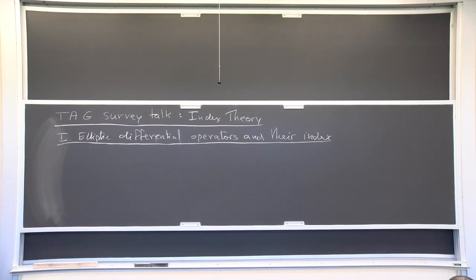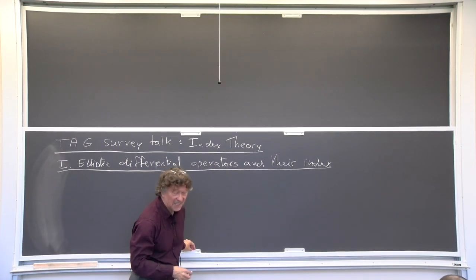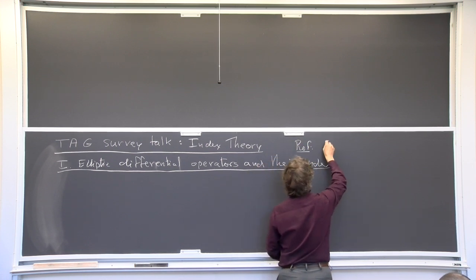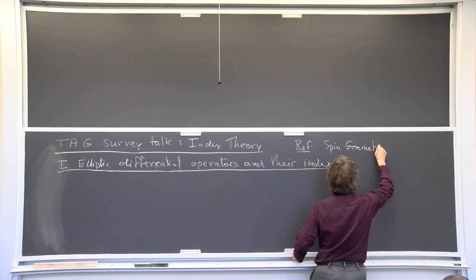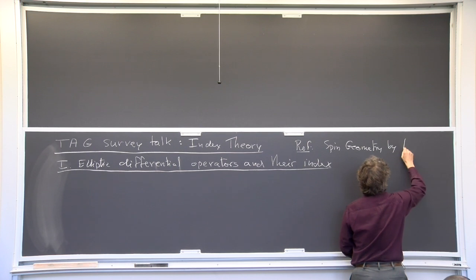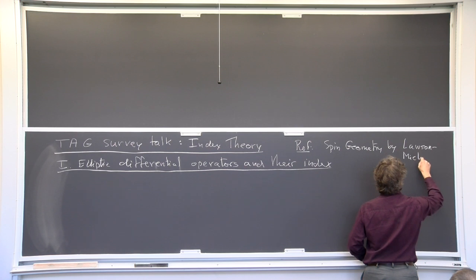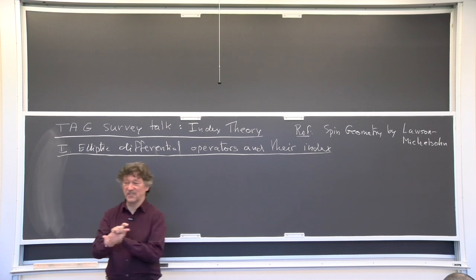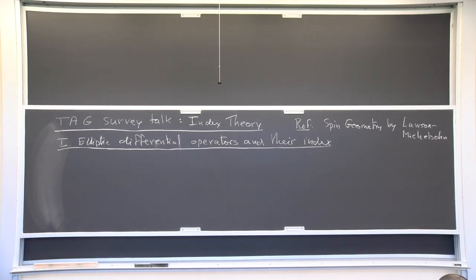I should maybe give a general reference here. A book that I learned a lot from, that's not particularly easy to digest, is the book Spin Geometry by Lawson and Michelsohn. It's slightly intimidating since it's a thick book, but if you pick and choose parts out of it, you can gain a lot from it. All right, so what are elliptic differential operators?